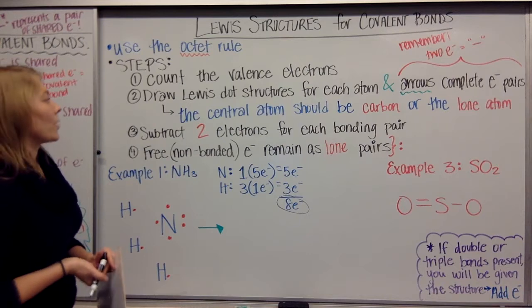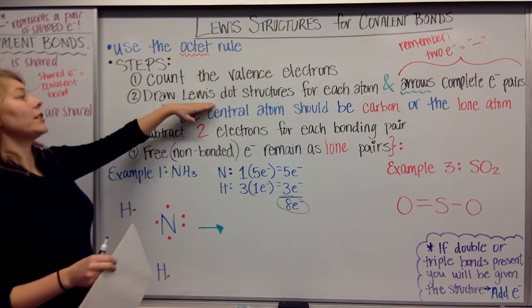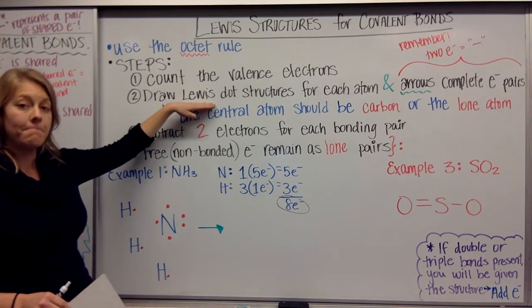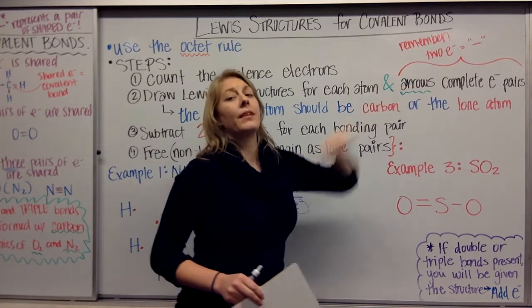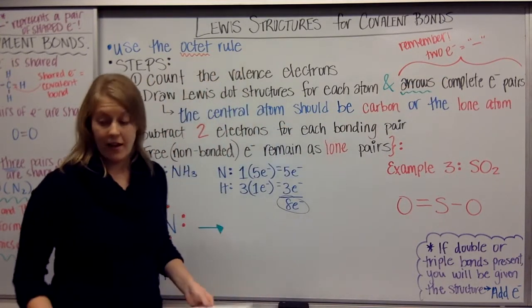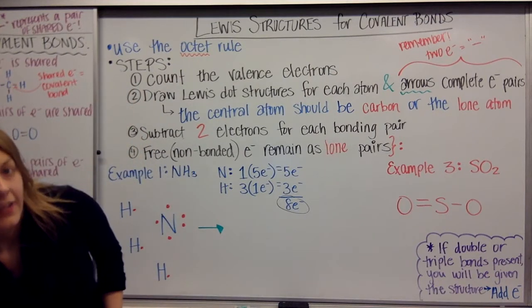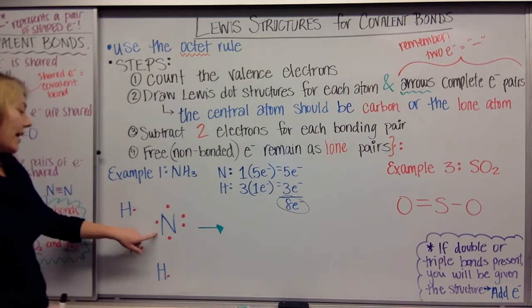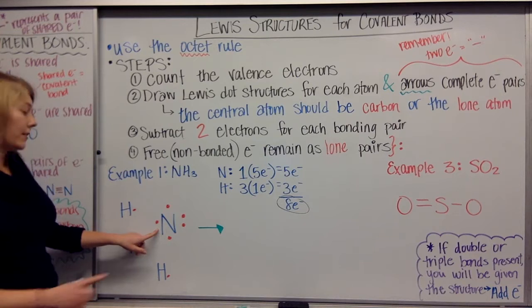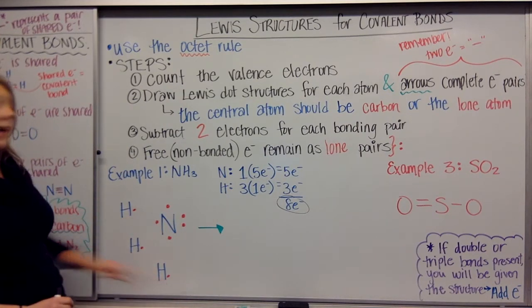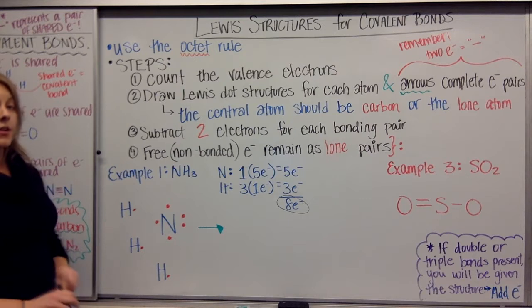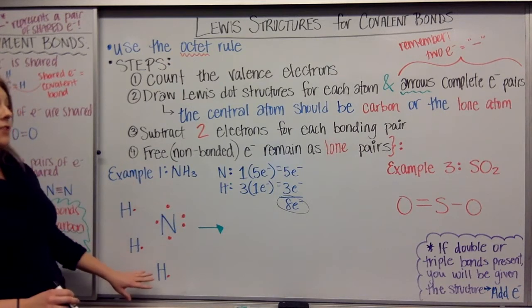So what we're going to do, we're going to draw the Lewis dot structure for each atom, and then we're going to draw arrows to complete the electron pairs. I'll show you what that looks like. Here, I have my Lewis structure for nitrogen, 5 valence electrons. Here I have my 3 hydrogens. They each have 1 valence electron. So there's my Lewis structures for each atom.